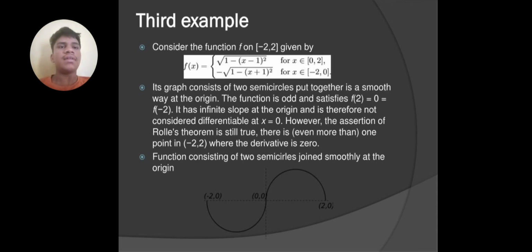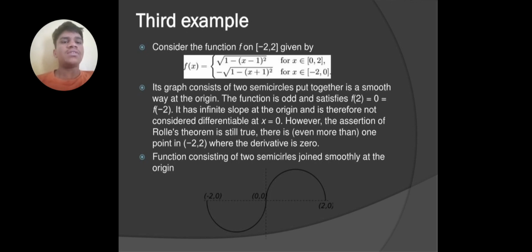Third example, consider the function f on minus 2 comma 2 given by f of x equal to square root of 1 minus x minus 1 whole square for x belongs to 0 comma 2, and minus square root of 1 minus x plus 1 whole square for x belongs to minus 2 comma 0. Its graph consists of two semicircles put together in a smooth way at the origin. The function is odd and satisfies f of 2 equal to 0 equal to f of minus 2.